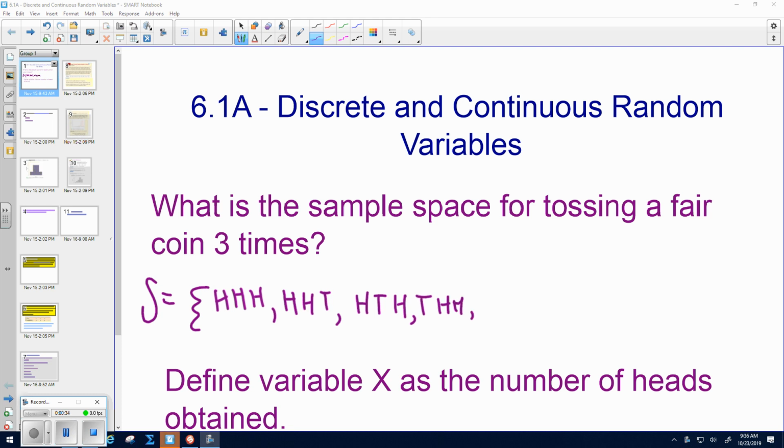We could also get 1 heads and 2 tails, and the order does matter. So we could get heads, tails, tails. We could get tails, heads, tails, or tails, tails, heads. And we could also get 3 tails.